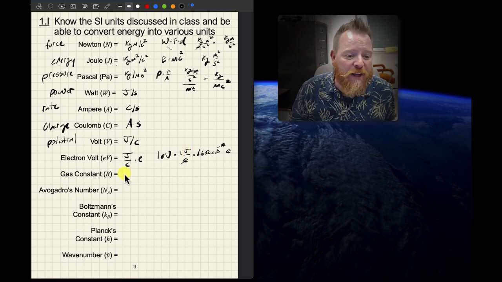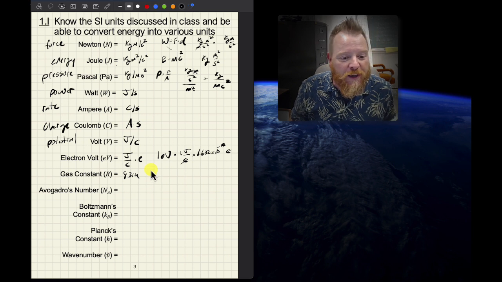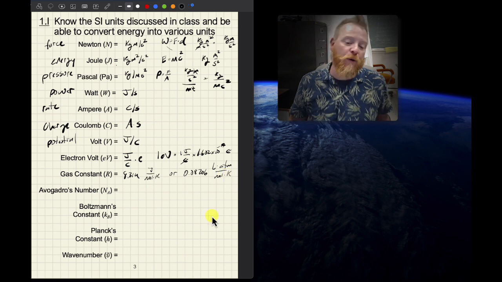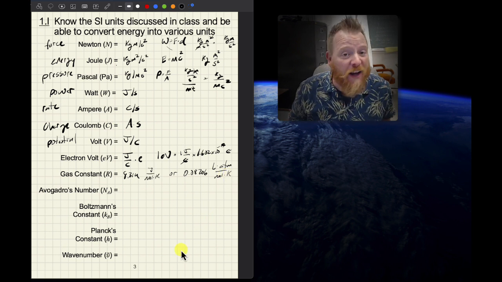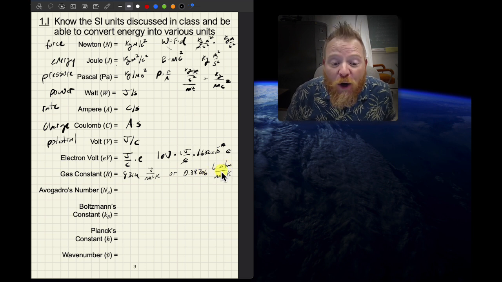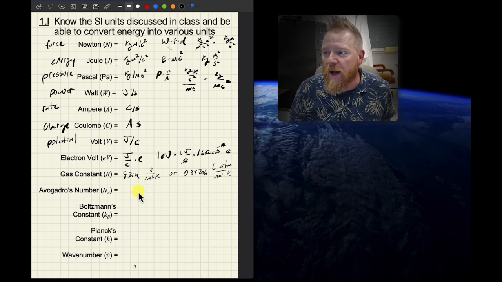Gas constant, we've got two different flavors. 8.314 joule per mole per Kelvin, or 0.08206 liter atm per mole Kelvin. As we go throughout the semester, we'll see that we can also do this in liter bar per mole Kelvin or liter Pascal per mole Kelvin, depending on what units we want.